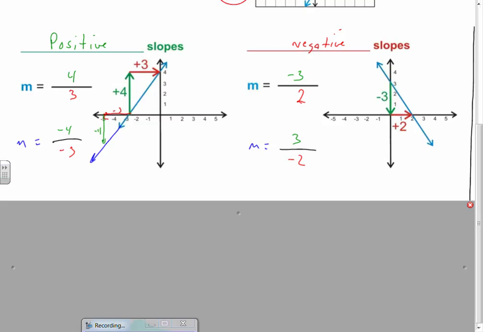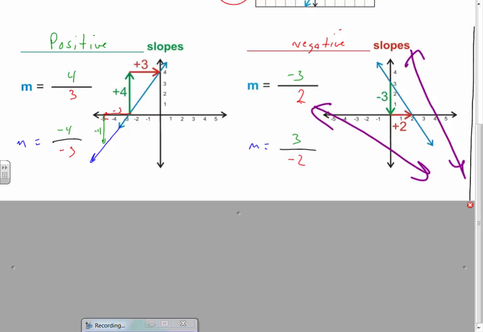So we have positive slopes, they go up to the right. We have negative slopes, they go down to the right. Always, always. Doesn't matter where the line is. Don't do this in your notes, it'll be ugly. Okay? Negative slope, down to the right, right?